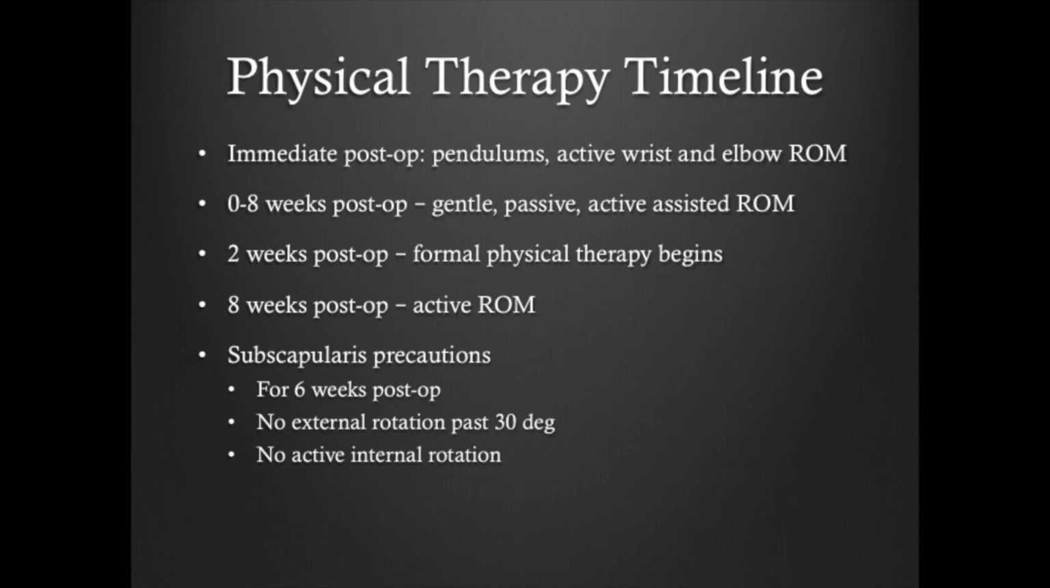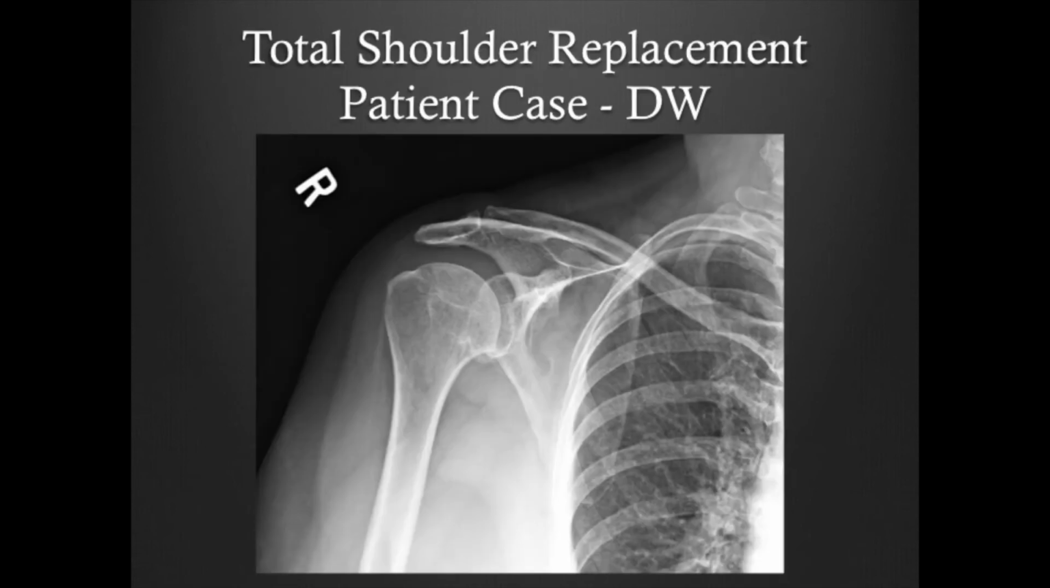For a total shoulder replacement, we do adhere to subscapularis precautions. In terms of recovery, full recovery for a standard shoulder replacement takes approximately 3 to 6 months. In terms of a reverse total shoulder arthroplasty, recovery is often quicker at approximately 3 months. Now I would like to discuss some real patient cases.